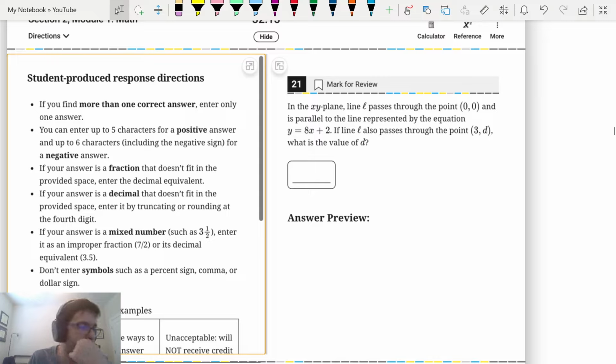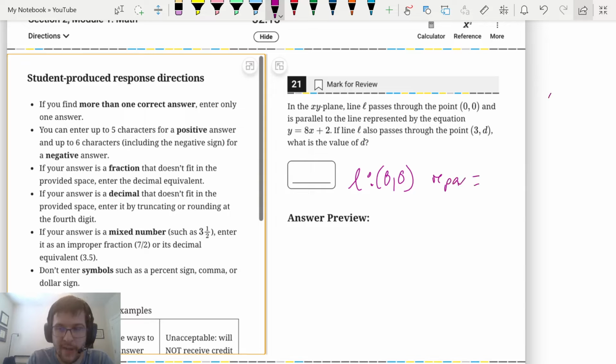Okay, so 21. So line L goes through 0, 0. And it's parallel to this other line, 8x plus 2. So parallel lines, the first thing that should be going through your head is same slope. So they have the same slope. So the slope of the line is 8. So the slope of the parallel line, line L, is also 8.